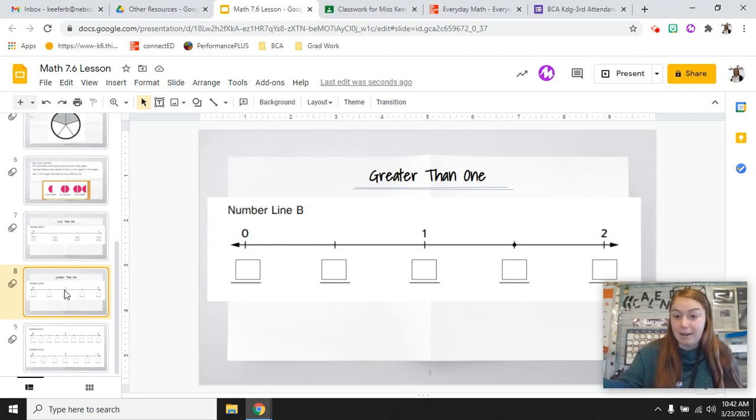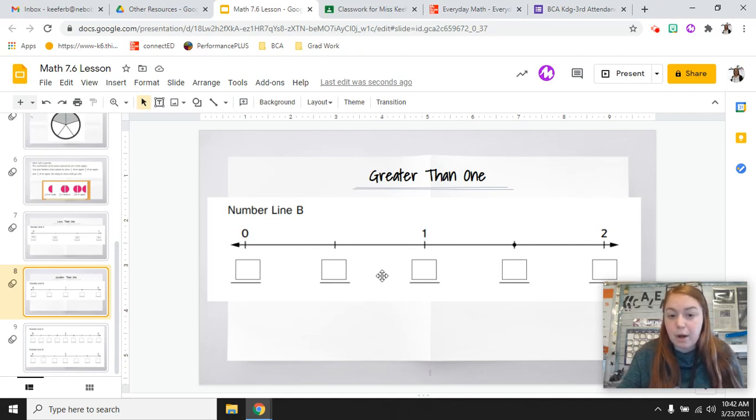It's 1.5. So for number line B, we have not from 0 to 1, but 0 to 2. But when you look at it, that's 2 wholes. So we almost have to break it down. So let's just look at the first half, the first one. Now, again, I say half, but that's technically 1 whole, this part here.